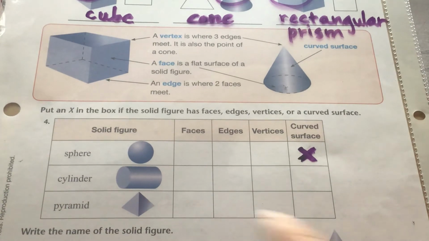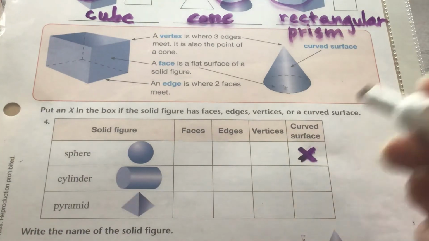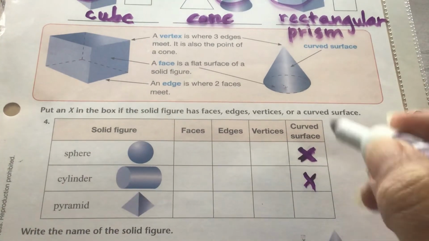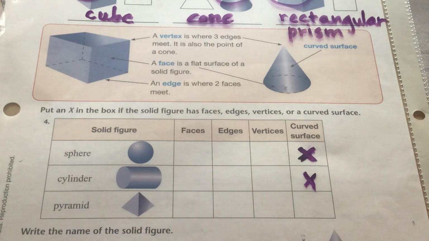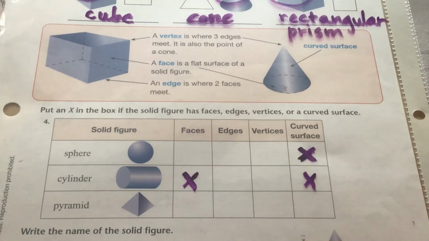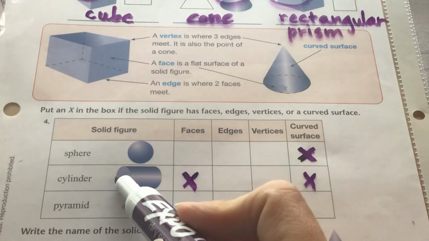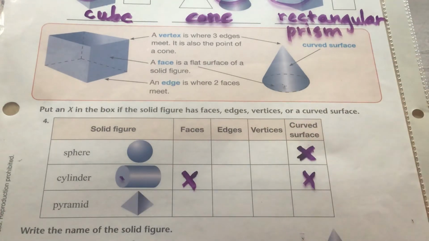What about a cylinder? Well, a cylinder has a curved surface, right? The round part on the side, so I can mark that. But it also has two flat ends. So I would say yes, that it has faces. It has two flat faces, one on each end, okay? These parts right here, this is a face. This part that's rounded is your curved surface.